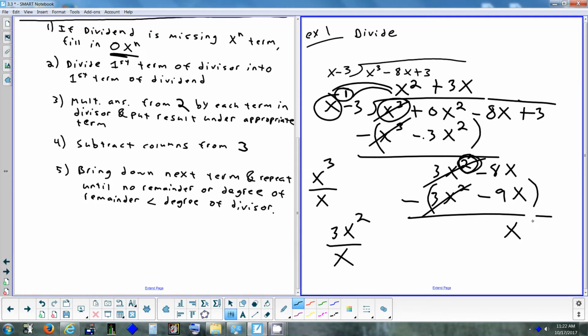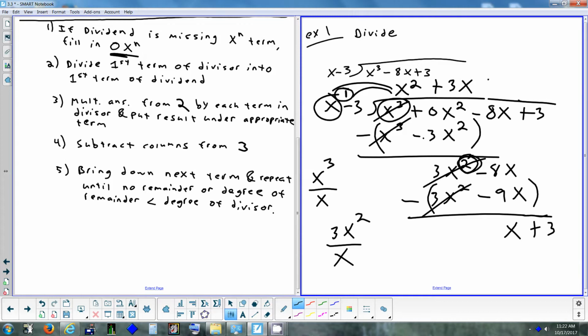The original problem had an exponent of a 1. We got to go one more step, and this is the last time, because then it's going to be smaller than the 1. So it always drops each time you do it. 3, 2, 1. Bring down my 3. Now you're going to divide x into x. What's x divided by x?